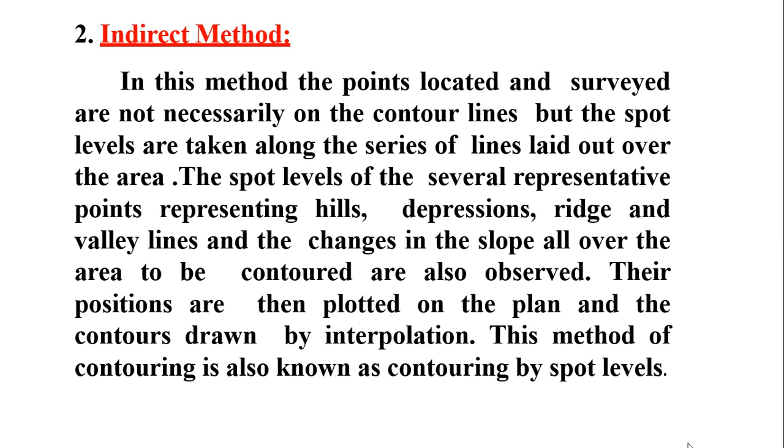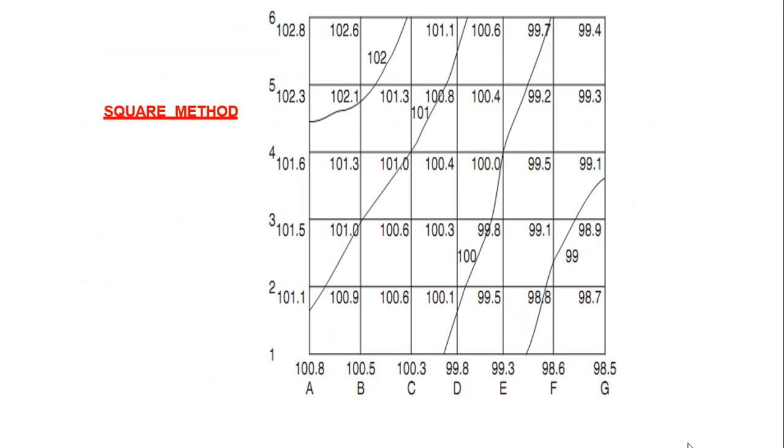The positions are then plotted on a plan and the contours drawn with the help of the interpolation method. This method of contouring is also known as contouring by spot levels. The square method is one of the indirect methods. Over the field you have to divide the whole area into a number of small squares, and the corner of each square is considered as a point where you have to measure the elevations.